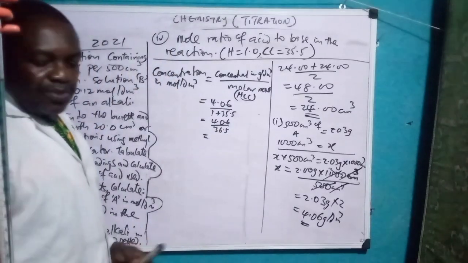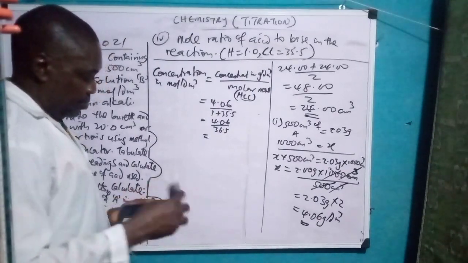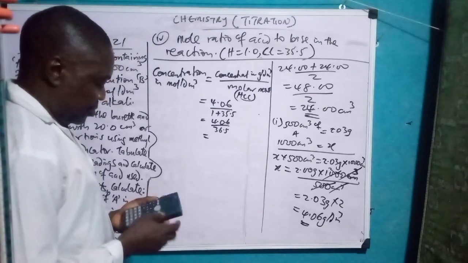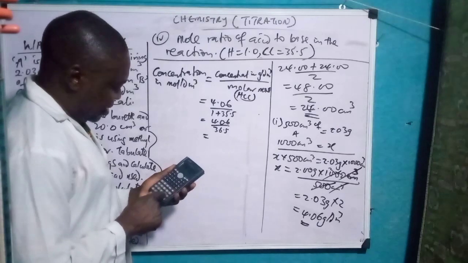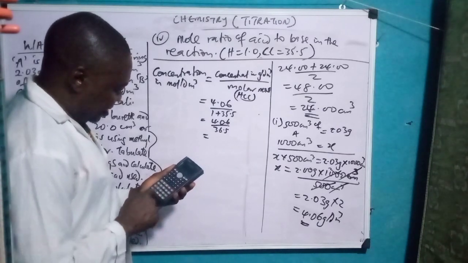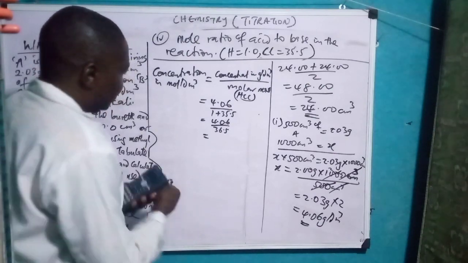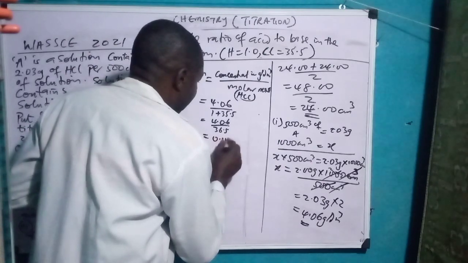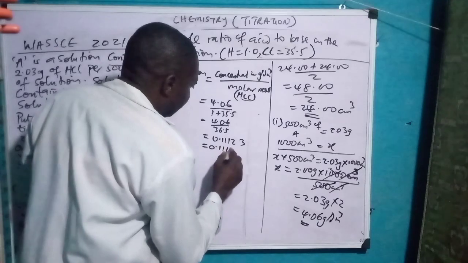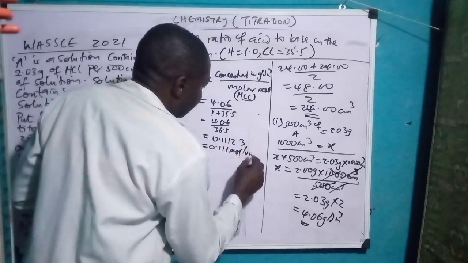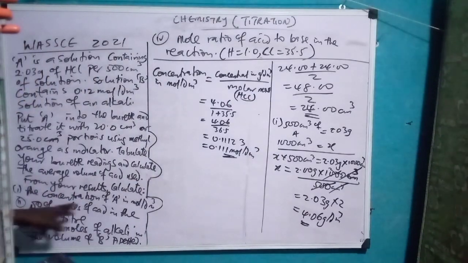Let's carry out the calculation and see what it gives us. 4.06 divided by 36.5 gives you 0.11123. This is approximately 0.111 mole per dm cube. So that is that on the first calculation, concentration of A in mole per dm cube.